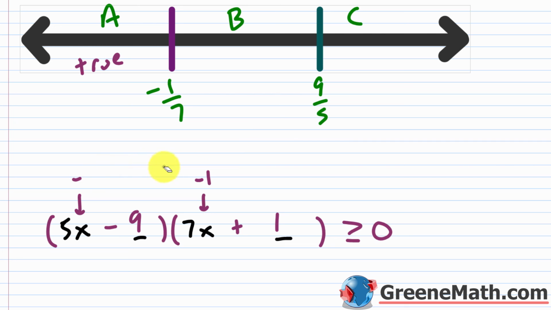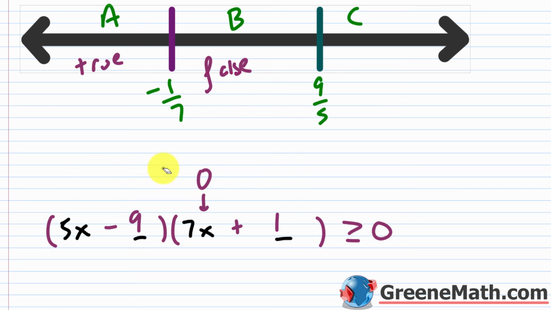All right, in region B, I'm just going to pick 0. It's very easy to work with. And very quickly, you can see this isn't going to work, right? So you basically have negative 9 times 1, which is negative 9. And then negative 9 is a negative number, so it's not greater than 0. It's certainly not equal to 0, so this is going to be false.